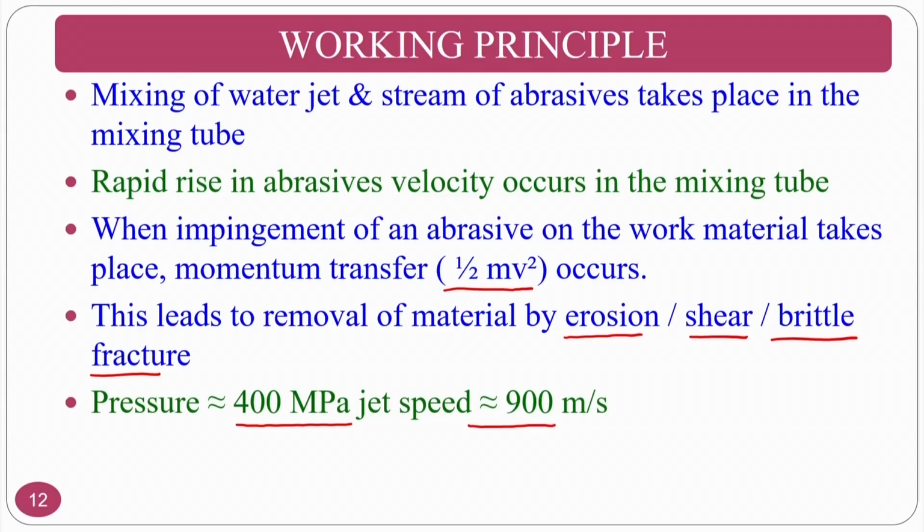Normally, whenever abrasive water jet machining is operating, you will see a symbol of a palm, a hand. You should not put your hand there, because if you put it, it's gone. These jets can cut your fingers and other things.